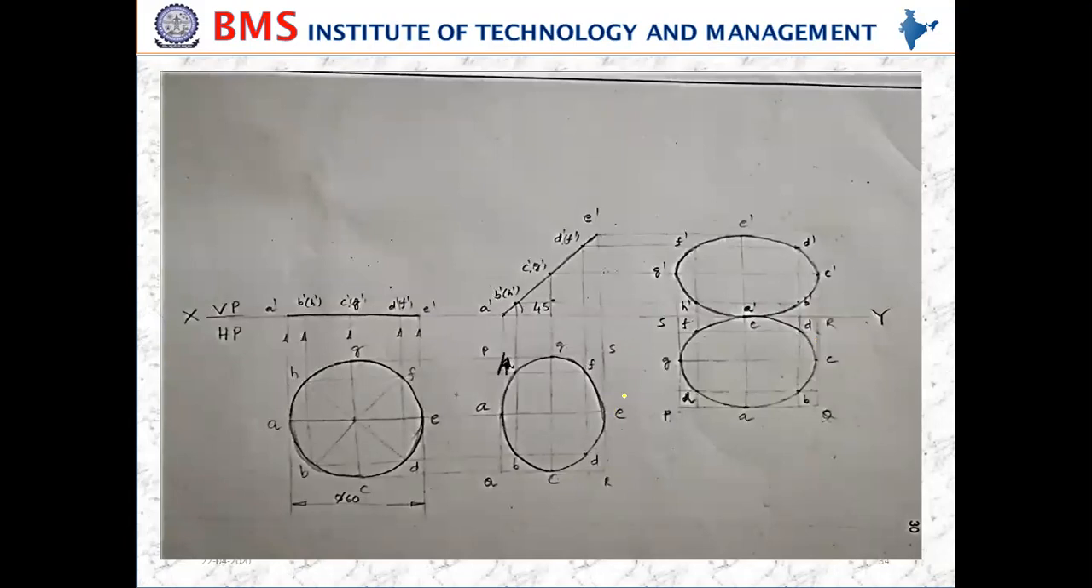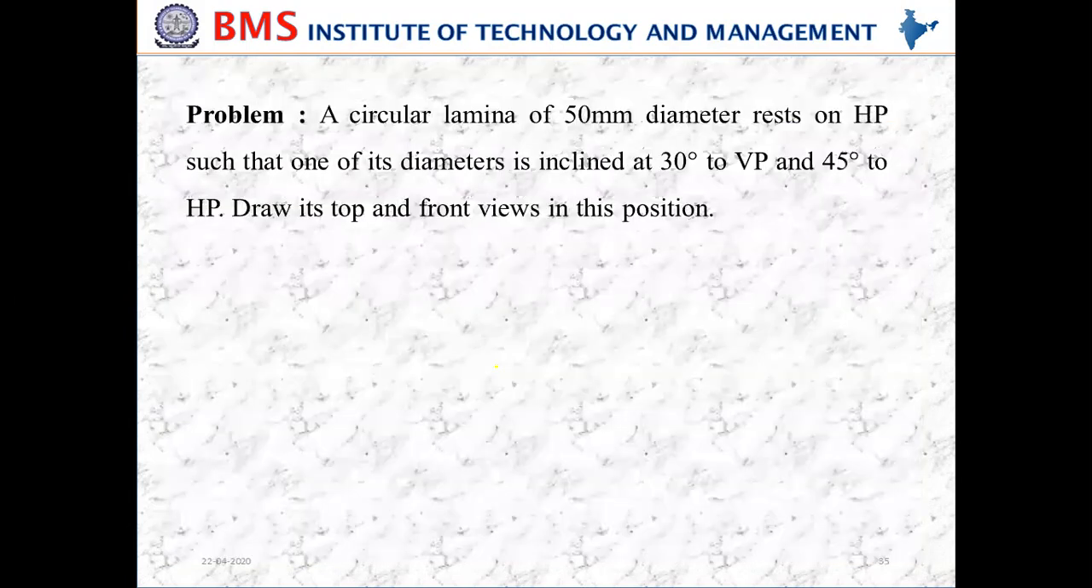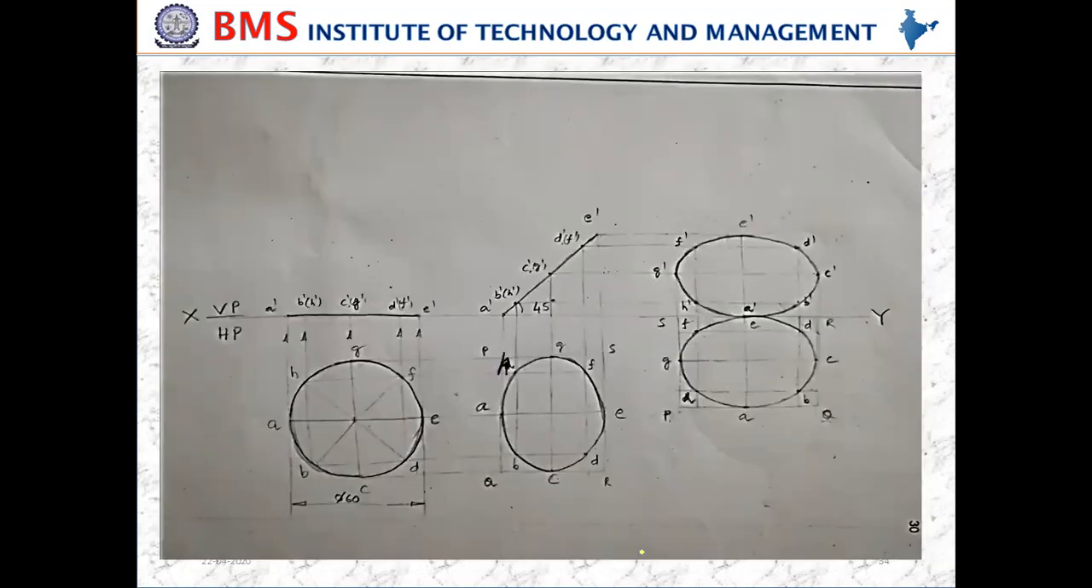Then what is the checkpoint? You need to check whether all the dimensions are represented, arrowheads, thick and thin lines, XY, VP, HP, all this is to be checked. Okay. So we'll stop here and we'll continue in the next class.